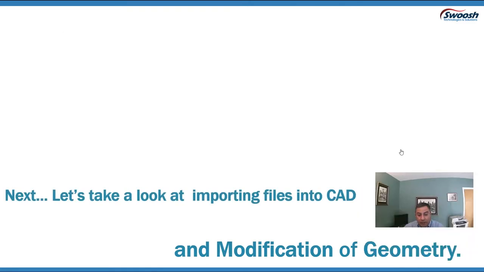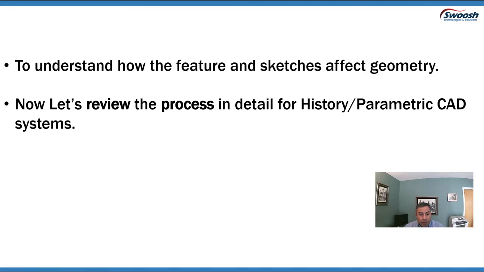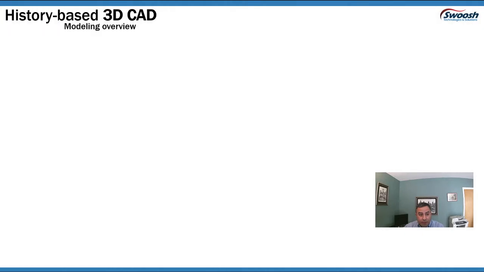Next, let's take a look at importing files into CAD and modification of geometry. To understand how features and sketches affect geometry, let's review the process in detail for history-based parametric CAD systems. Let's go ahead and go over the history-based modeling overview.